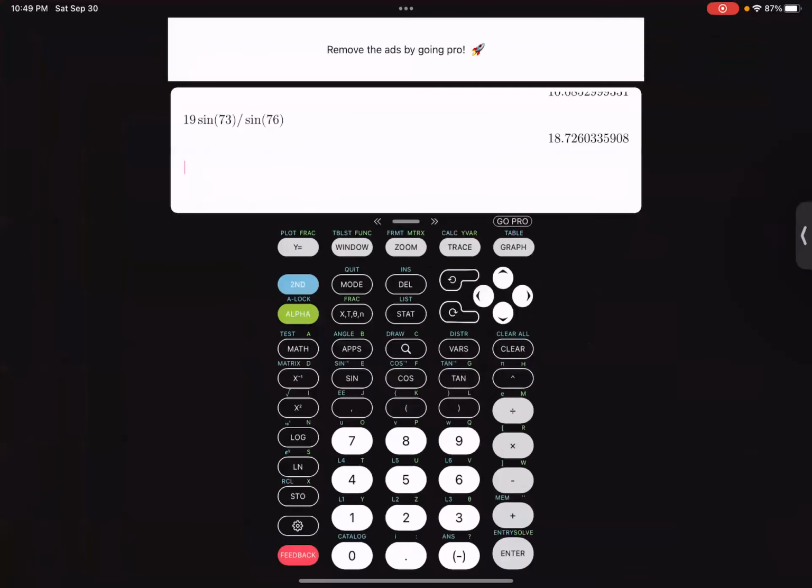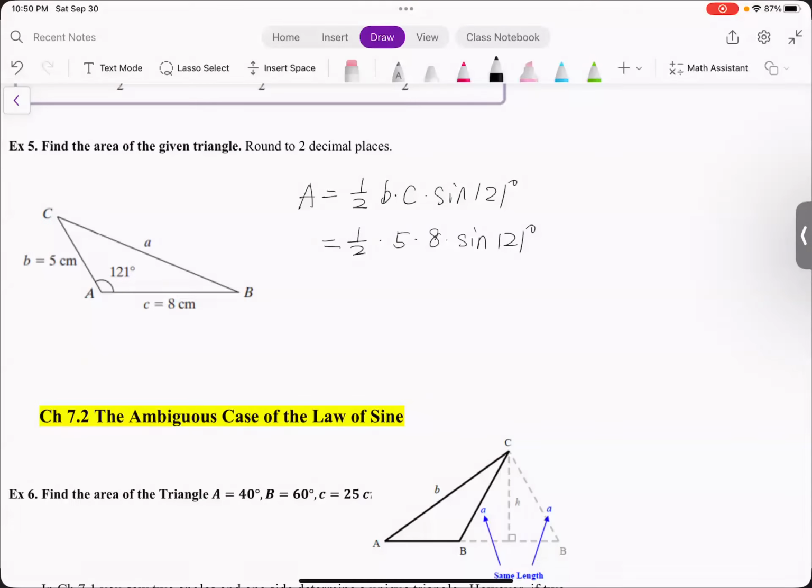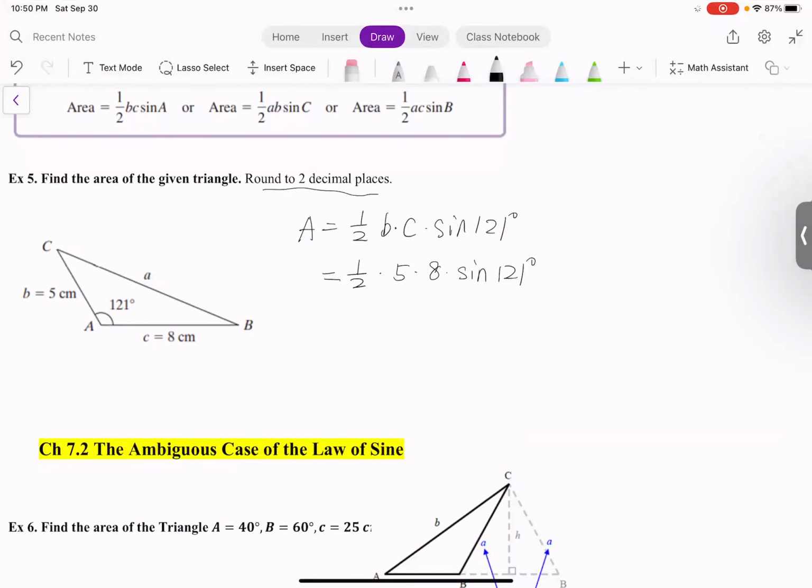Let's use our calculator. So 1/2, that's 0.5, and multiply by the B is 5 times 8, then times sine 121. Close the parentheses. So I'm having 17.1433. Let's see the question. The question says round to 2 decimal places. So this one is about 17.14. And the unit is squared centimeter.